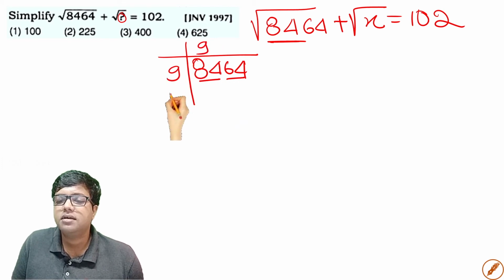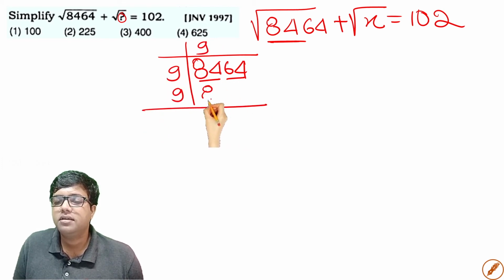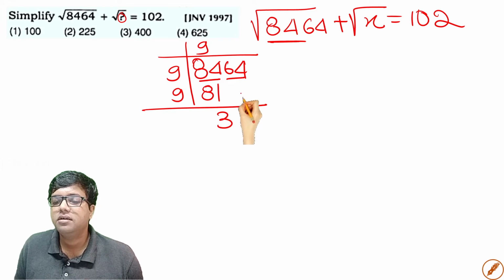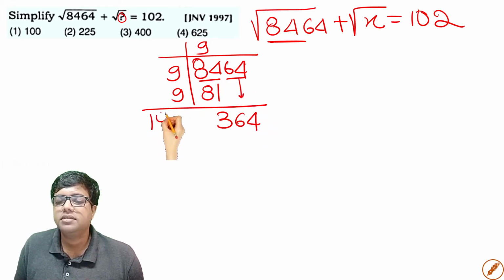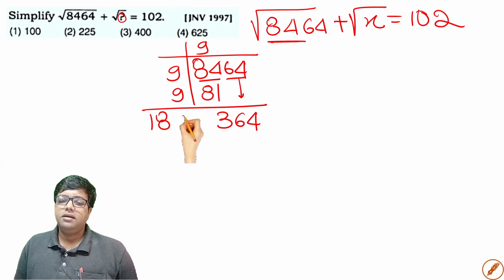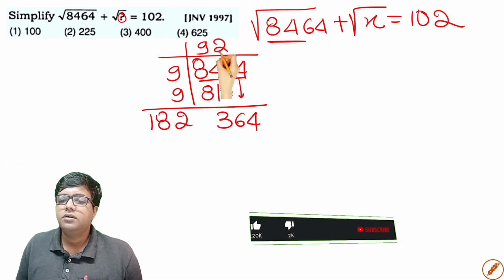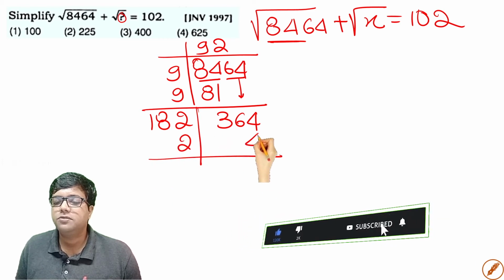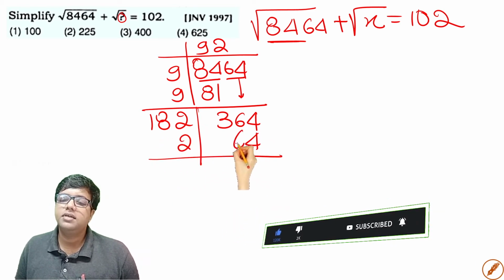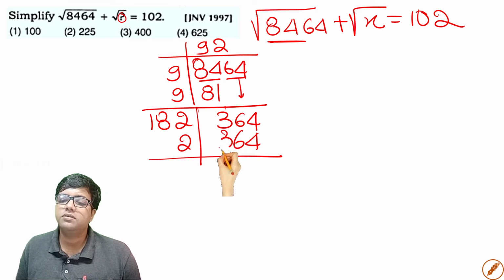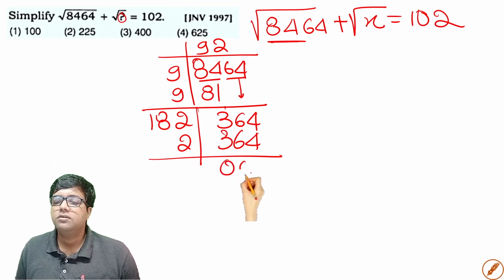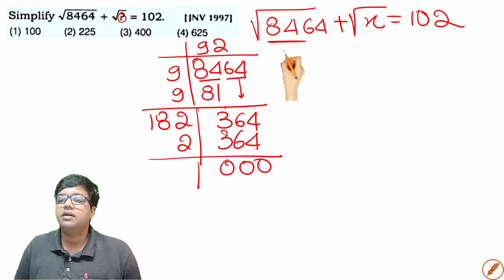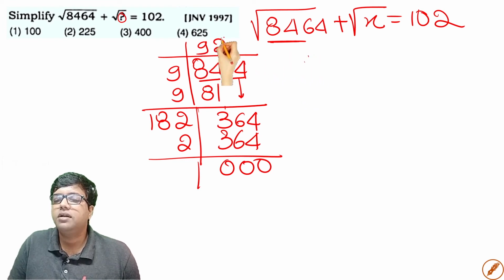9 9s are 81. I'm left with 3. 64 will come down, right? So 9 plus 9 is 18, and let me take 2. 2 2s are 4. 2 8s are 16. 2 1s are 2 plus 1 is 3. Okay, so it is a perfect square anyways. So this will give you 92.